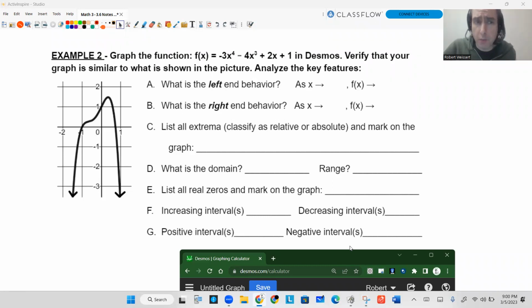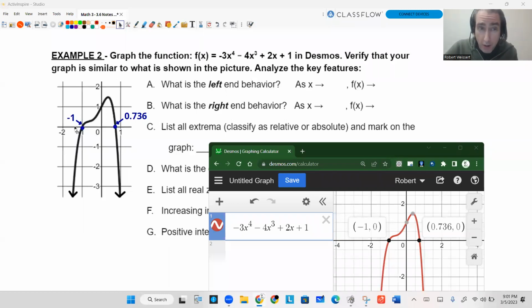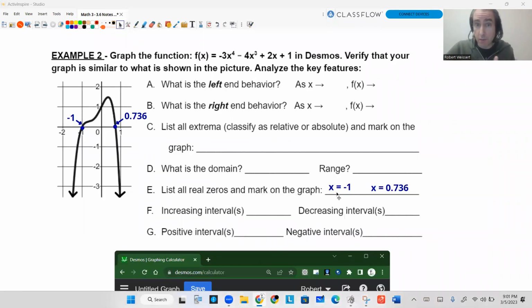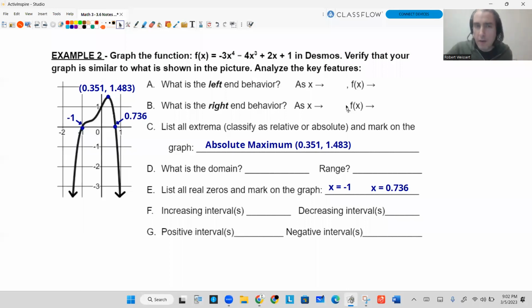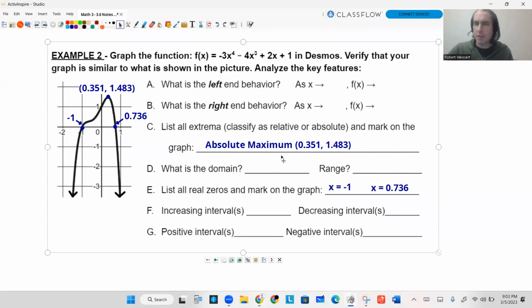We're going to get a few key points, and we're going to jot them on our graph. We're going to get all the zeros, negative 1, 0.736. And of course, we're going to jot them on our graph here on your paper. Make sure you list them over here where the zeros are. Next, I'm going to get the extreme points. Looks like I have one max. And we're going to write that on our paper here. There's that point there, 0.351, comma 1.483. That's going to be an absolute maximum because it's the highest value in the graph.